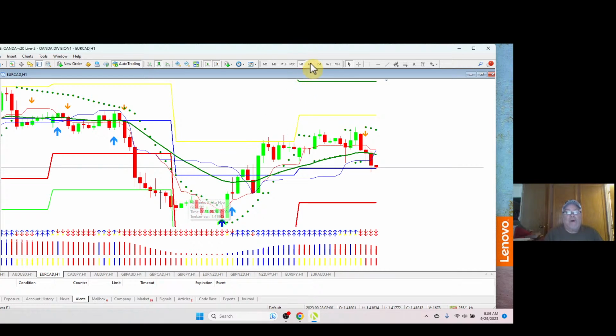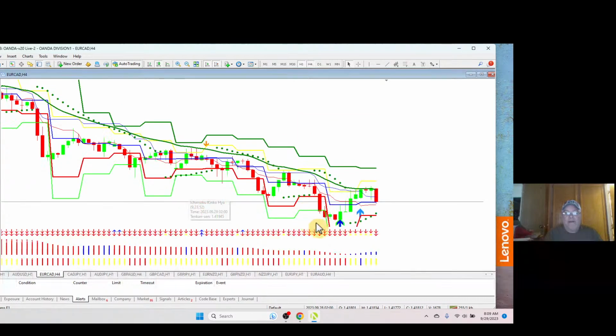Euro CAD 4 hour. Look at that, and see there was no chance to get in there either. But here's your retracement. This might be our chance to get in. It pulls back down into here somewhere.